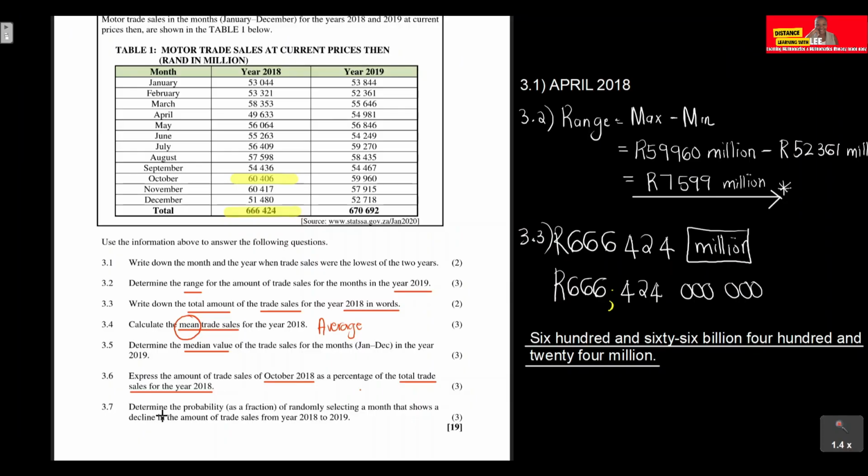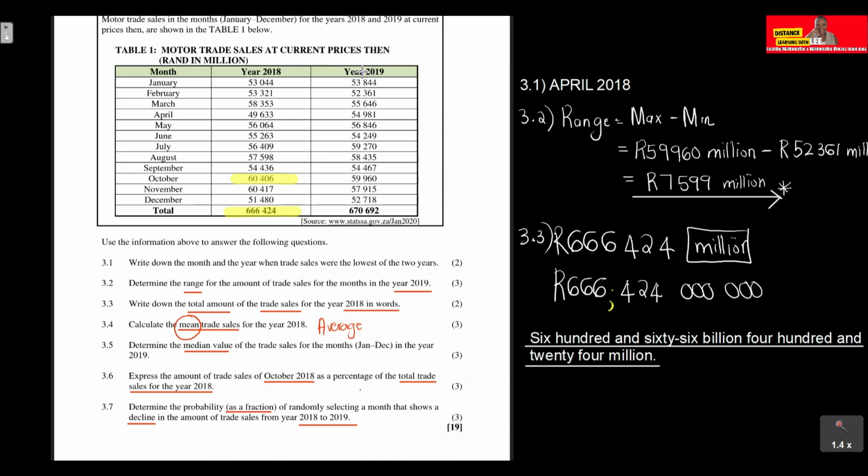It says question 3.7, determine the probability as a fraction. So we want to leave it as a fraction. We're not leaving it as a decimal or a percentage. We are leaving it as a fraction of randomly selecting a month that shows a decline in the amount of sales from the year 2018 to 2019. So we're just going to focus on one year, and we need to see whether there is a decline when you move from 2018 to 2019. If it was a particular amount in 2018, in 2019 that amount needs to be less. That is what we're looking for.